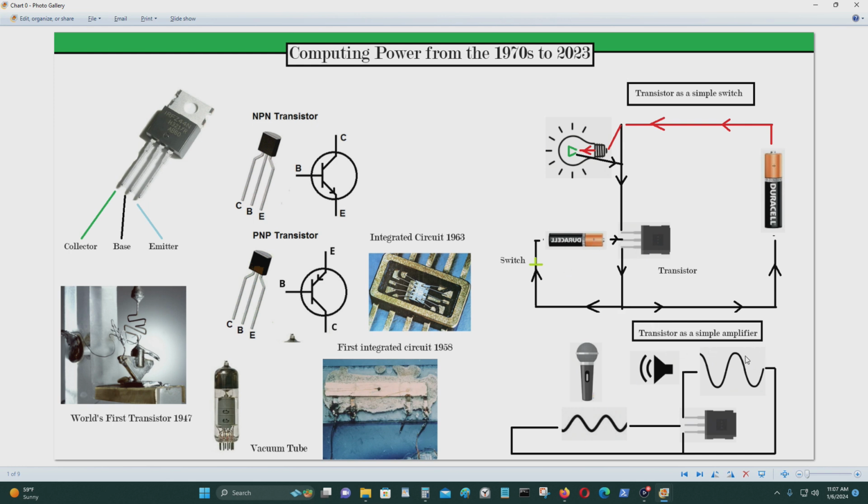Or I could use it as an amplifier like this. So I have a microphone. Right now I'm using a microphone to record this, and I could put in a transistor right here. And basically, with the transistor, I can amplify the signal when it goes out of the speaker. So this wavelength has a low amplitude. Amplitude is the height of the wave, basically. And this has a low amplitude when I speak into the microphone.